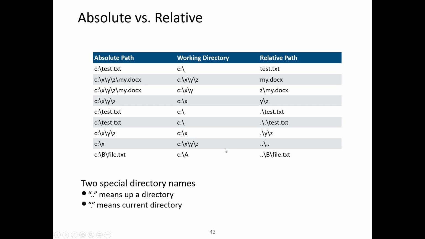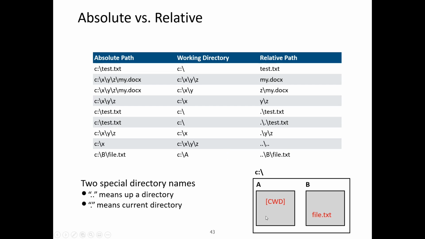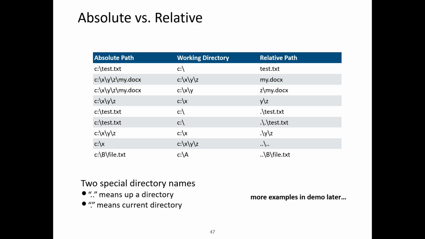All right, let me do a couple of picture versions. So right now, this is my current working directory here. I'm in the A folder, A directory on the C drive. So C drive has 2 folders, A and B. This is my current working directory. What I need to do is first use the .. to move up to this C drive. From there, I'm going to use B to move over into the B directory. And from there, file.txt gets me into the file that I care about. And we'll do a couple more examples of this kind of stuff in the demonstration in a little bit.